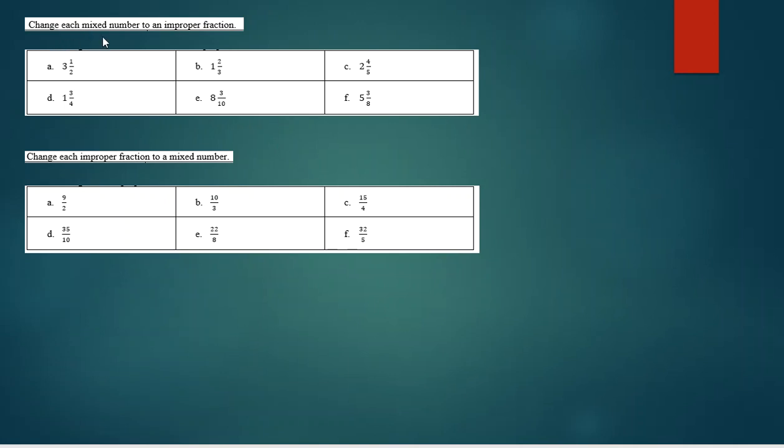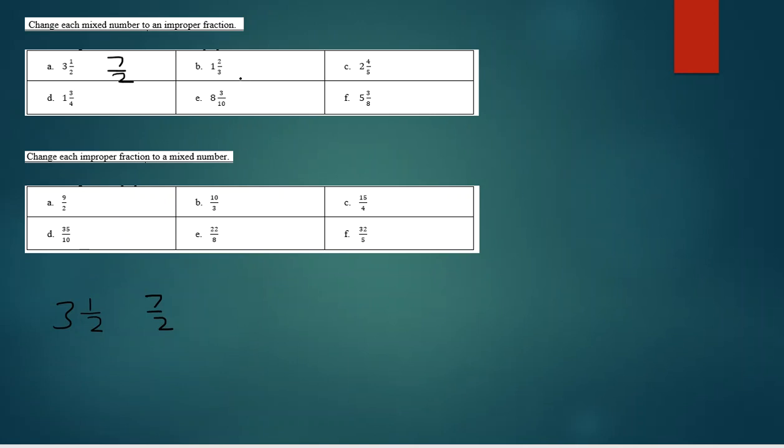So if you're going to change a mixed number to an improper fraction, let me remind you how to do that. Okay, if you have 3 1/2 and you want to change this to an improper fraction, you take the denominator, so 2, you multiply by the whole number of 3, and then you add the numerator. So 2 times 3 is 6. 6 plus 1 is 7. So 3 1/2 written as an improper fraction would be 7/2.